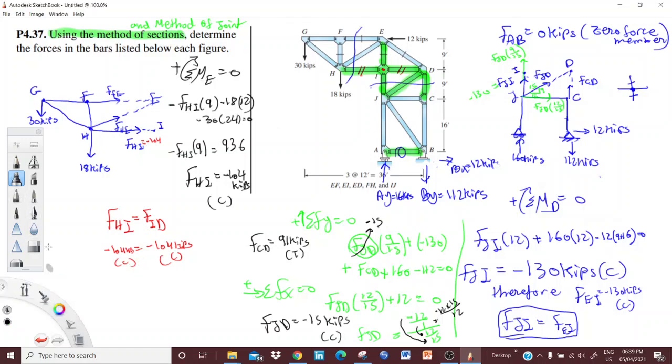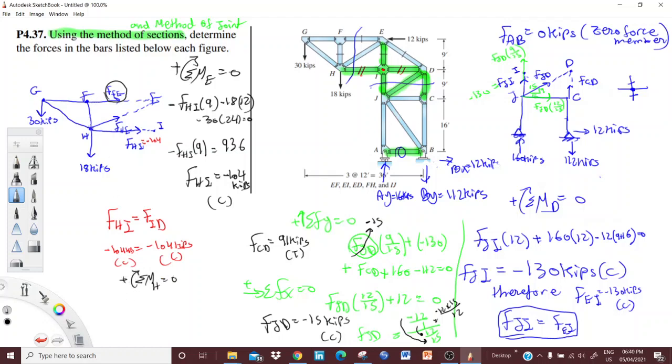So let's go with the green one. Okay, black one. Okay, so I need right now to find h. We have here two unknowns. Can I say summation of moment at h to find Fe? Yes, so summation of moment at h equal to 0, clockwise positive.